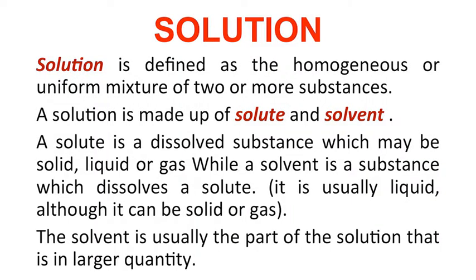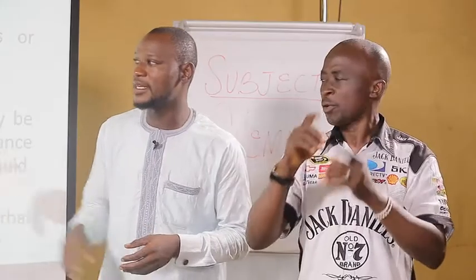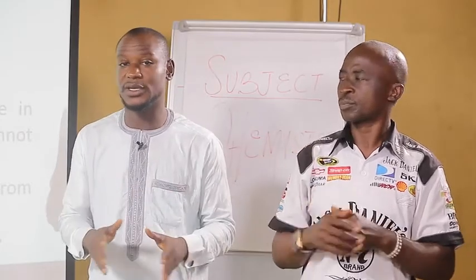Now, whenever you have homogeneous mixture, then you have what you call solution, because a solution is defined as a homogeneous mixture or a uniform mixture of two or more substances. And a solution is always made up of what we call a solute and a solvent. A solute is the particles that is dissolved, while a solvent is the particles that dissolves the solute. It is important to take note of the fact that usually the solvent is always the larger part of the solution. Having said that, then we'll go into two types of solution that we have.